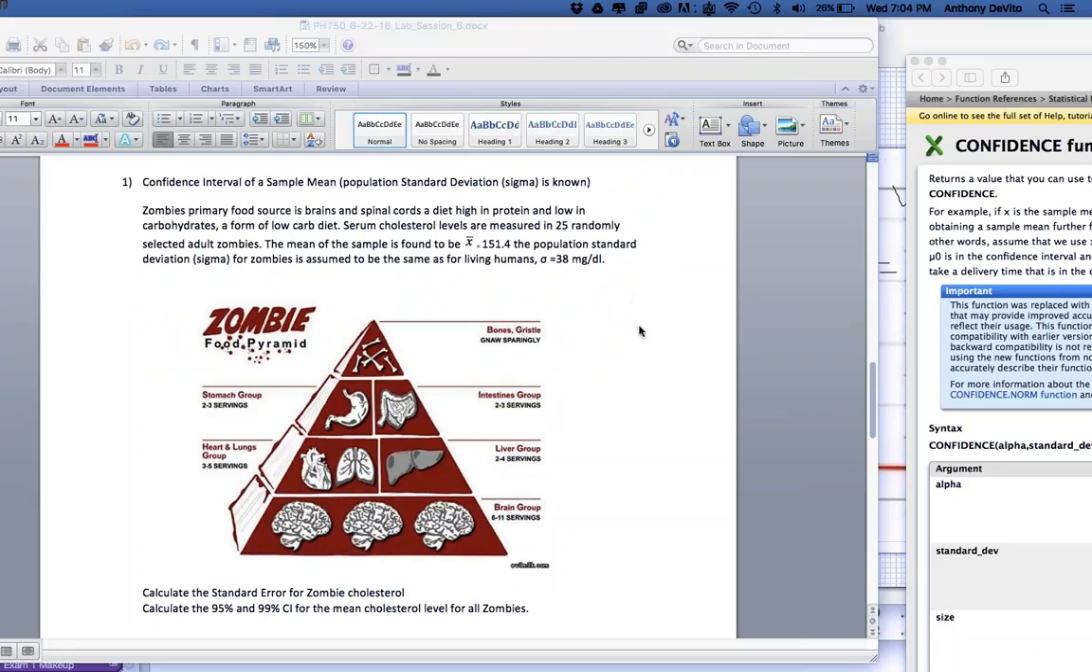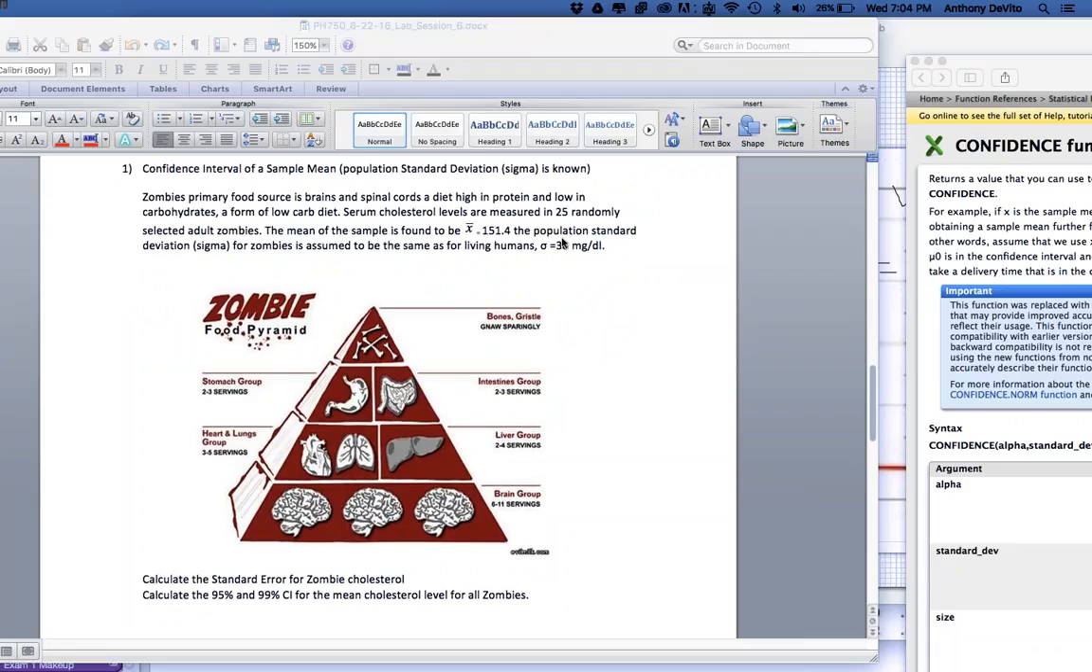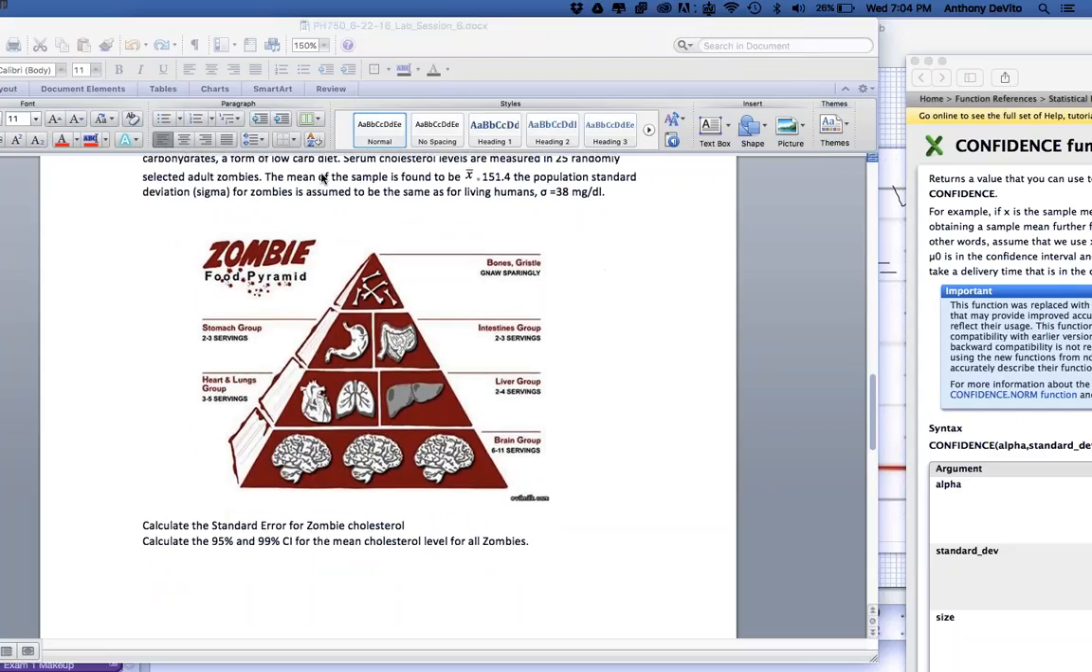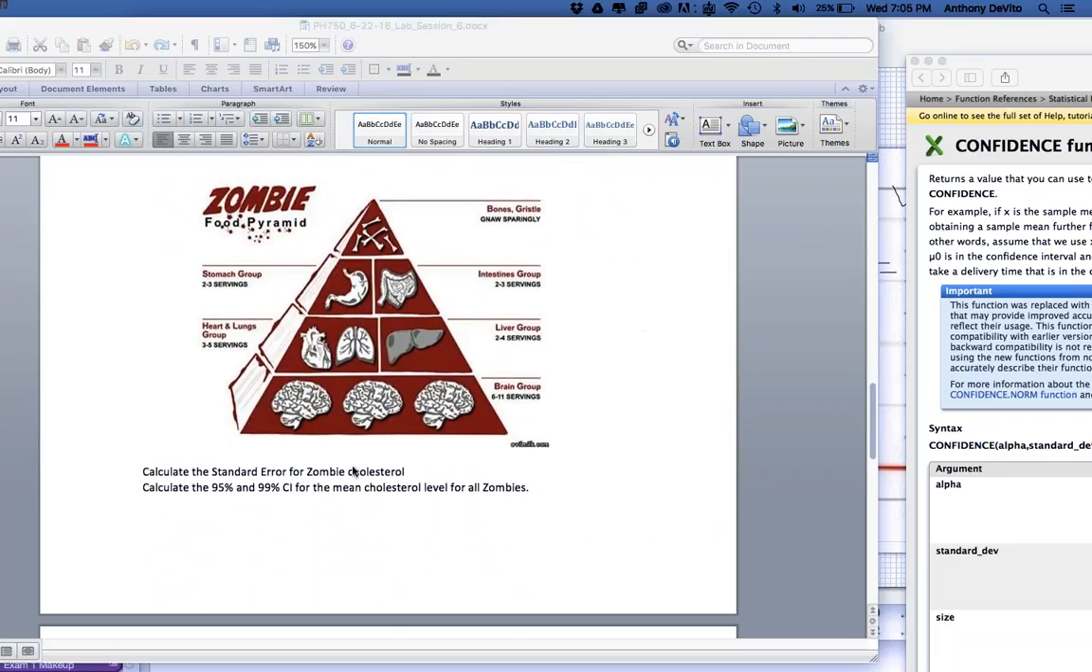So we want to calculate the confidence interval for sample means. Zombies' primary food sources: brains and spinal cords. Diet high in protein and low in carbohydrates. Serum cholesterol levels are measured in 25 randomly selected adult zombies. The mean of the sample is X bar equal to 151.4. The population standard deviation, sigma, for zombies is assumed to be the same as for living humans, 38 milligrams per deciliter. Now calculate the standard error for zombie cholesterol, and calculate the 95% and 99% confidence intervals for mean cholesterol for all zombies.